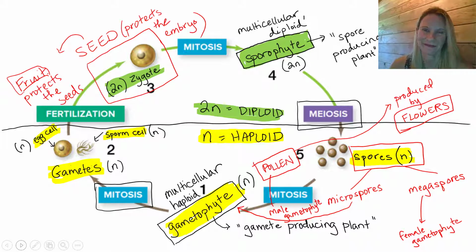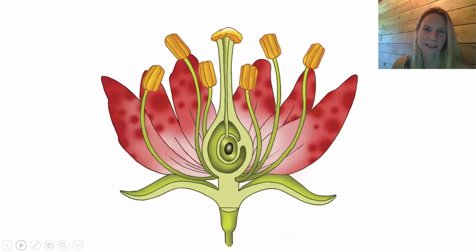Okay, let's talk about flowers. So flowers are part of the sporophyte of the angiosperm. And flowers contain both the male and the female reproductive parts that will generate both the male and the female gametophytes and the male and female gamete cells.